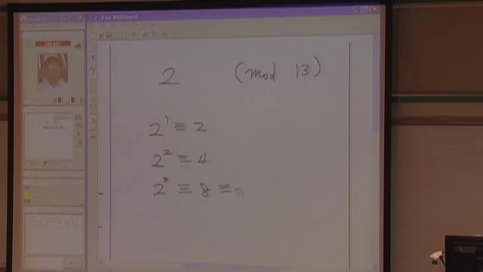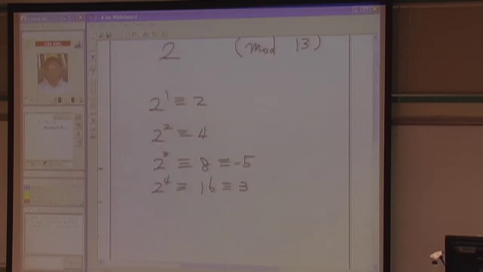8 is congruent to negative 5. We are considering mod 13. 2 to the power of 4 equals 16. 4 multiplied by 16. And then 16 o'clock is the same as 3 o'clock. 2 to the power of 5 equals, multiplying these numbers, negative 15. Negative 15 o'clock is the same as negative 2 o'clock.